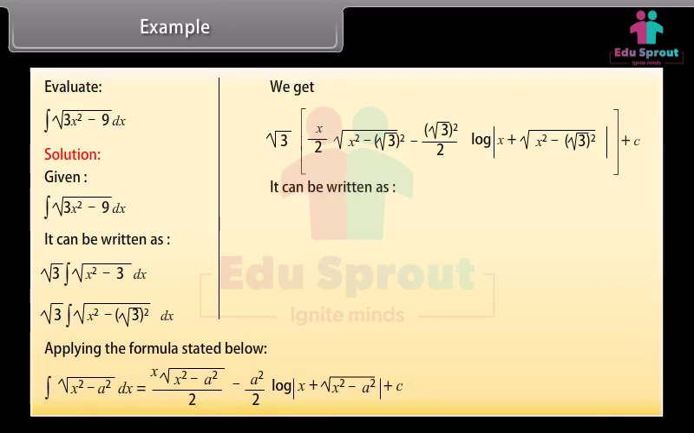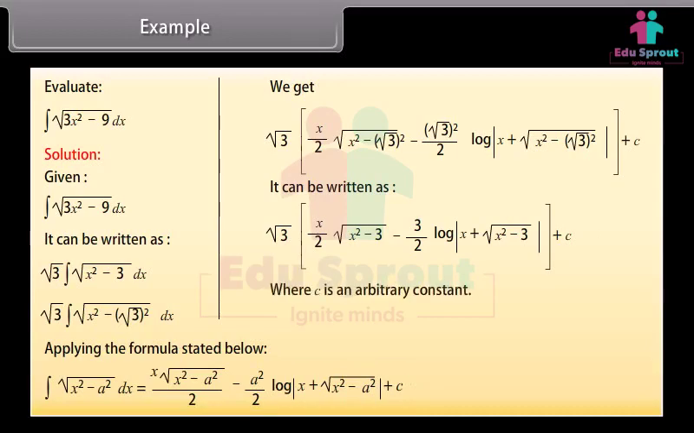It can be written as square root 3 into x by 2 into square root of x square minus 3 minus 3 by 2 log of mod of x plus square root of x square minus 3 plus c, where c is an arbitrary constant.